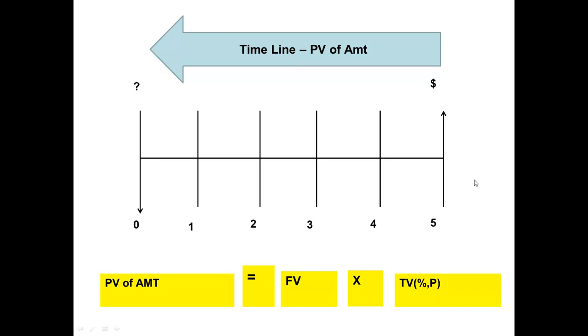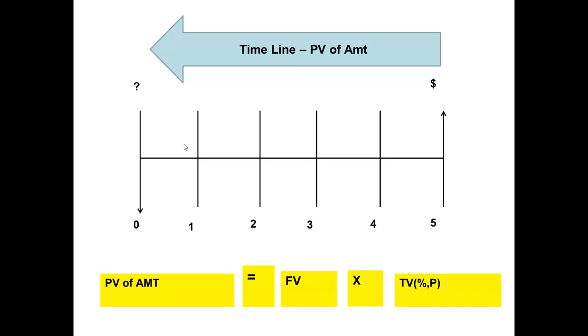Today's lesson is about the present value of an amount, which is part of one of the four kinds of cash flows for the time value of money. In today's lesson, you have money out here in the future. In this case, it's 5 periods out in the future. And the question is, what is that money worth today, which is at time 0, 5 years back to the present? What's it worth today in today's dollars?